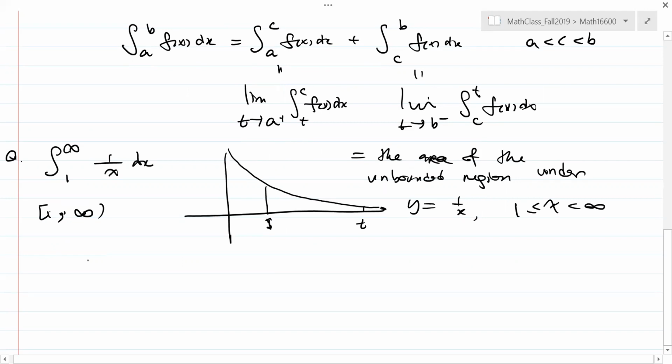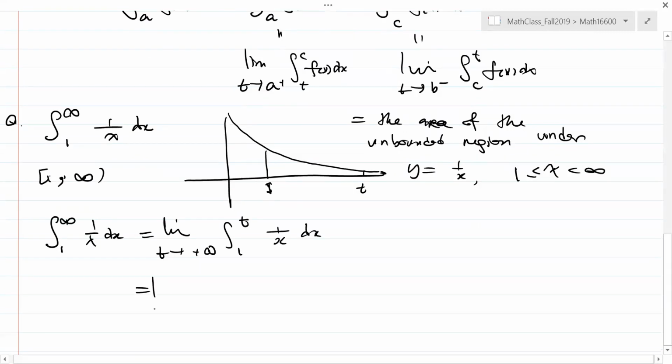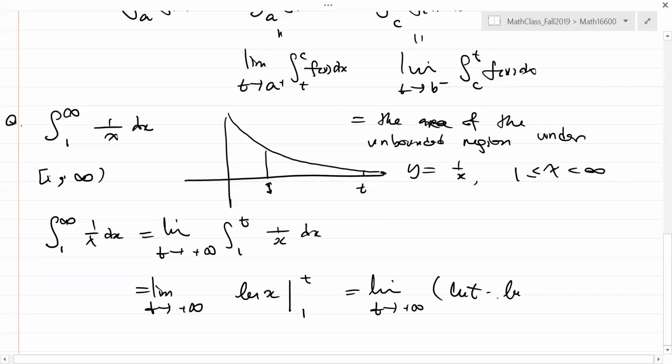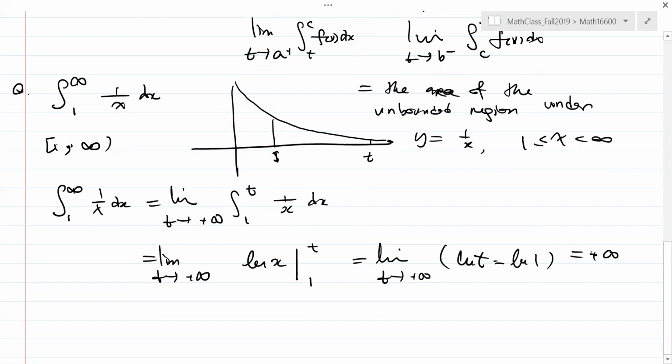Step one. This is viewed as the limit of the integral over this closed interval from 1 to t. Then you take the limit. So let's find out: the antiderivative of 1 over x is natural log of x, and evaluate at the two endpoints. It's going to be natural log of t minus natural log of 1. But natural log of t approaches infinity as t approaches infinity. So the answer is infinity. That means the area of this unbounded region, as t approaches infinity, is getting larger and larger.